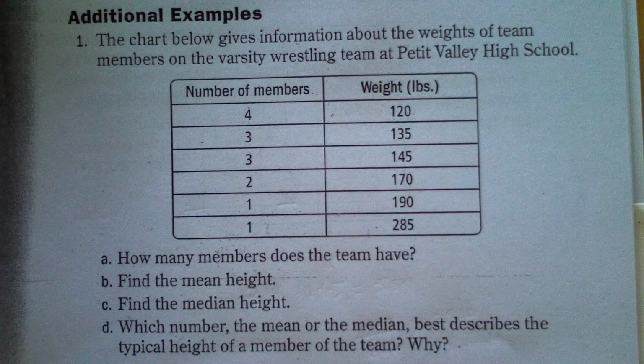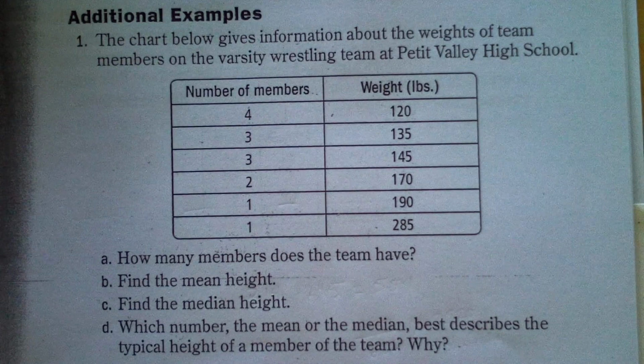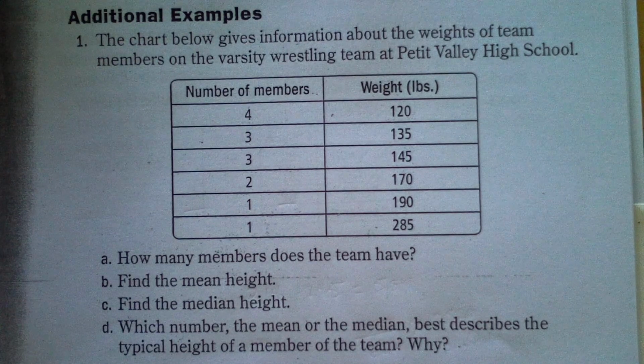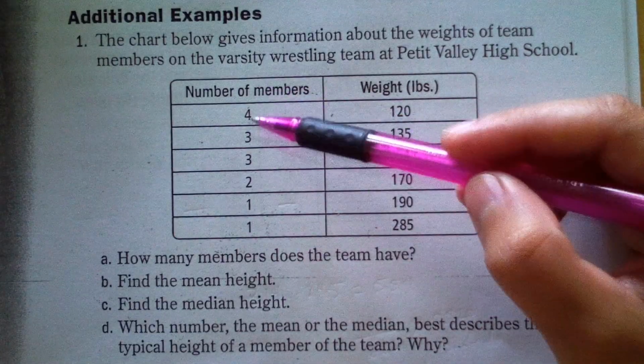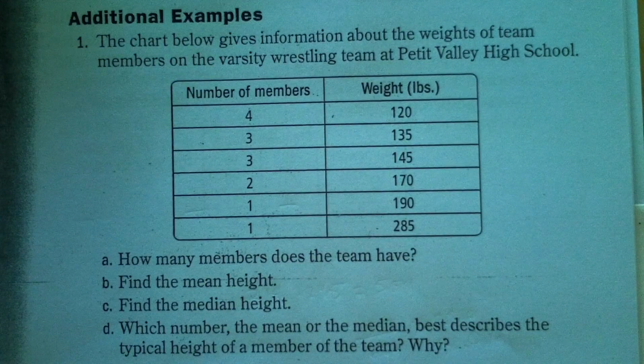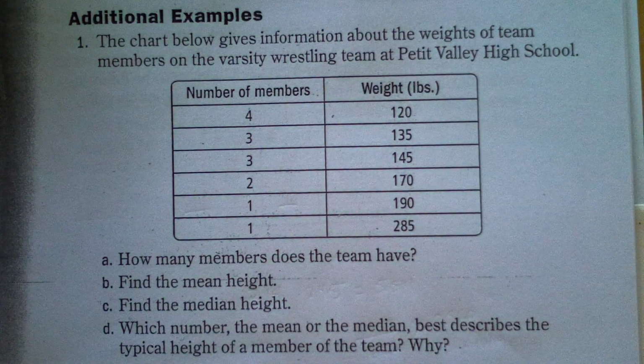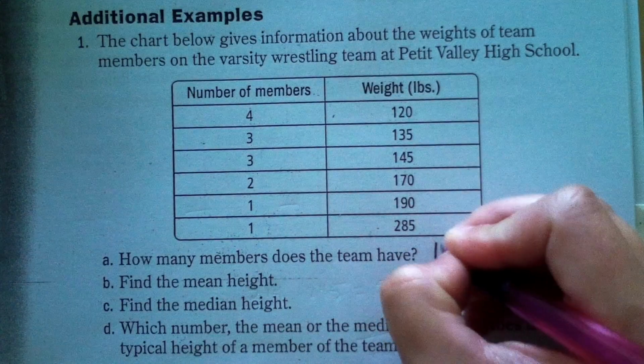Well, how would we find that? Add up all the numbers. Yep, add up all of these ones, right? So if we go 4, 3, 3, 2, 1, 1, what do those all add to? 14. Okay, so we got 14 members for that, so not too bad there. Mean, how do we find our mean?